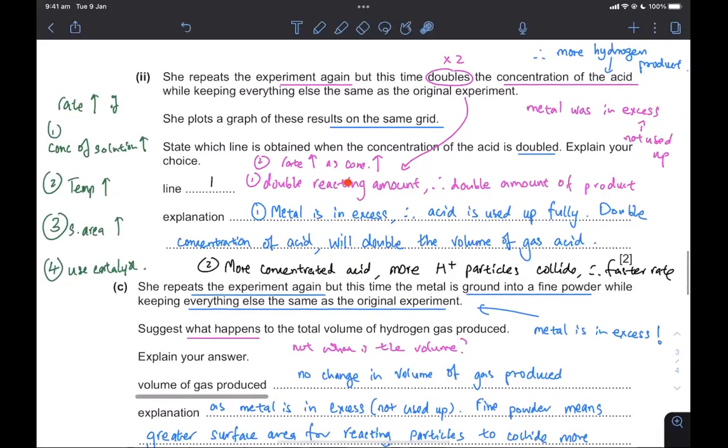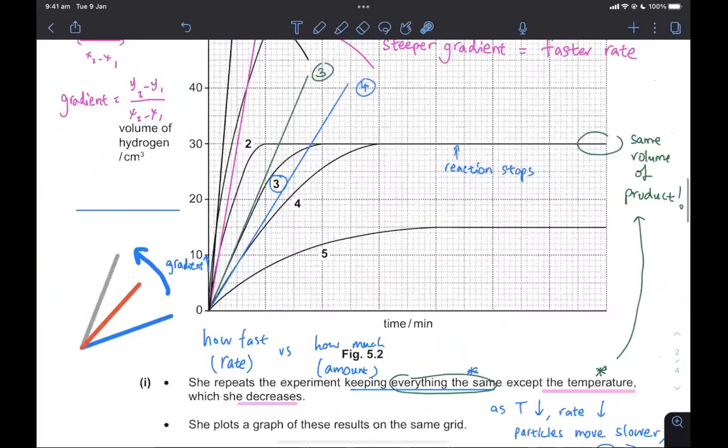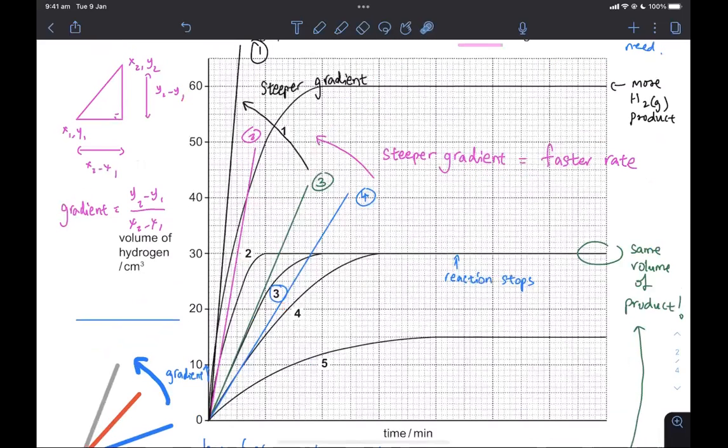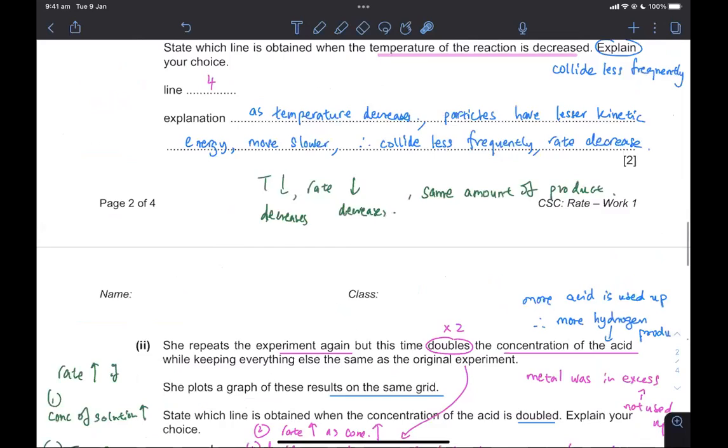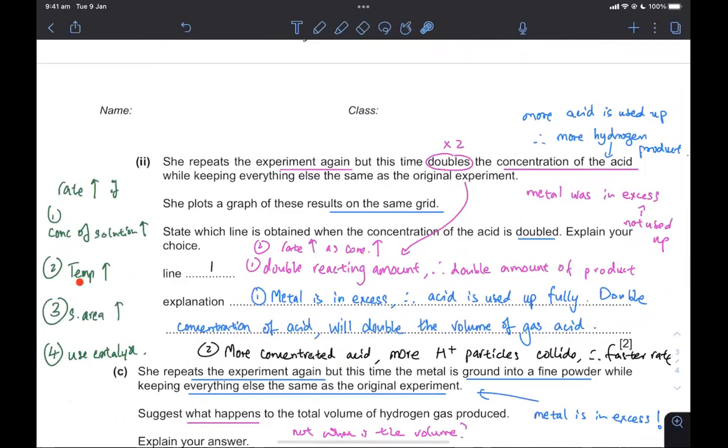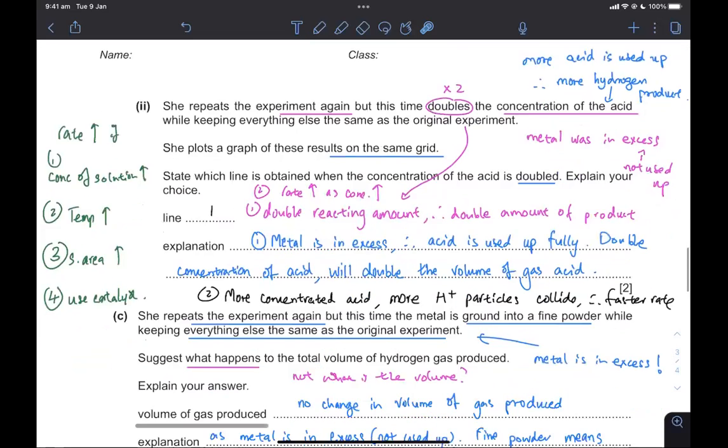So that is why you get double the reacting amount. You get this black line going for number 3, double the volume because double the amount you put in. With double amount, you also become faster. You can see the gradient of the black line is steeper than the pink line because the reaction becomes faster because the concentration of the acid increases. Concentration doubles, the rate will also increase by that much as well.